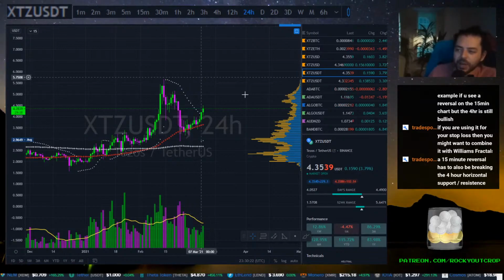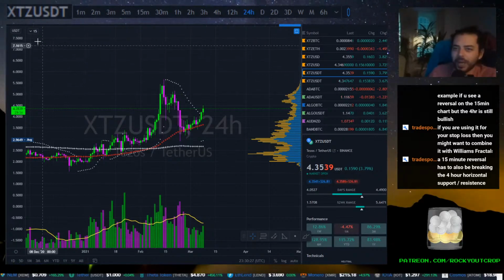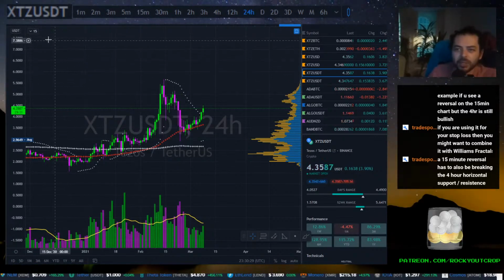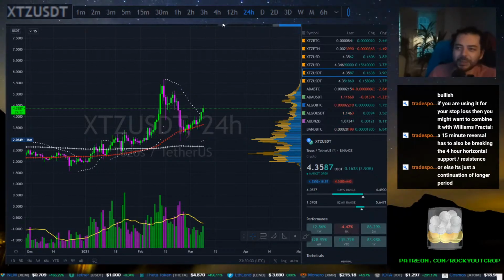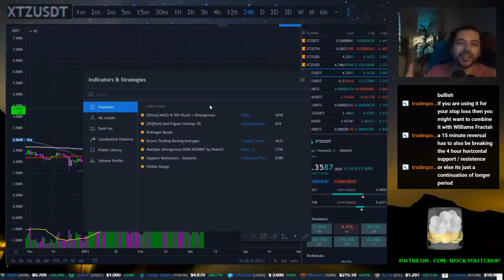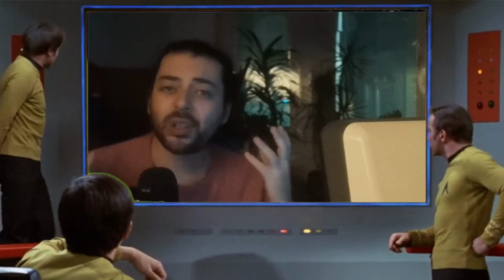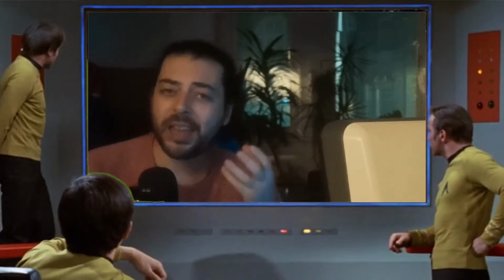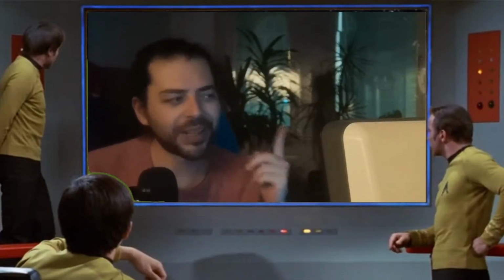Oh, combine it with Williams fractals. By the way, Williams fractals, really good way of putting something on your chart to be another phony thing, right? But let me just show you the Williams fractals. They're saying that there's educational material here, and it's all really good. No, this is not snappy enough. Let me do that again.